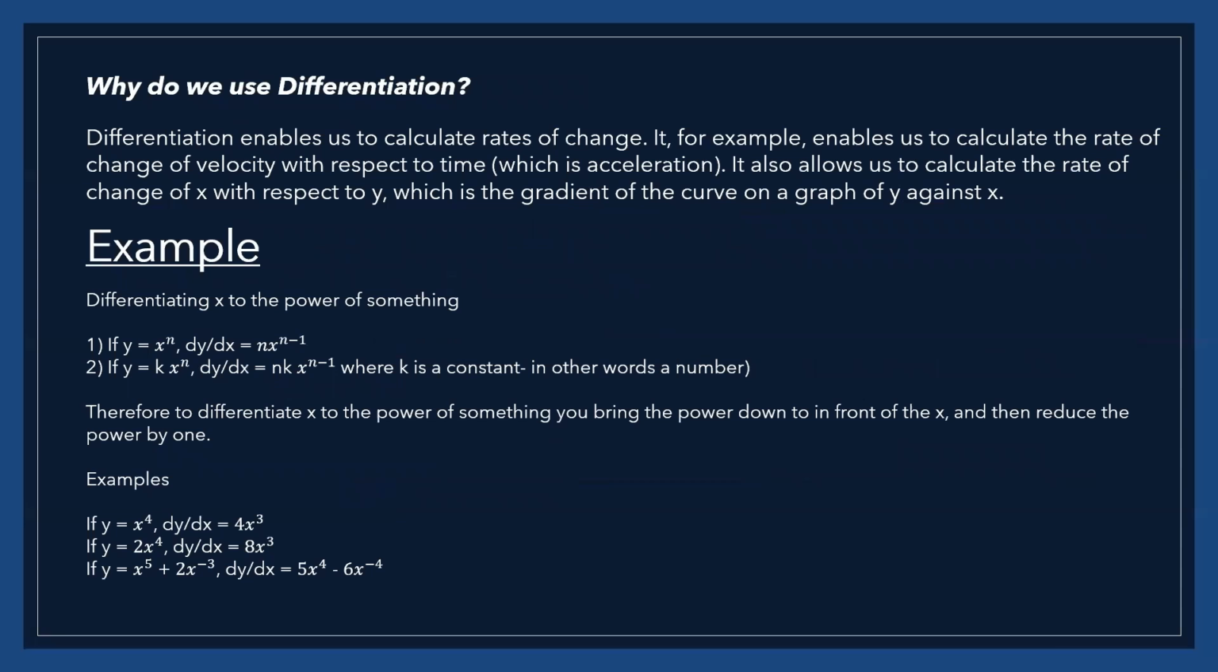Why do we use differentiation? Differentiation enables us to calculate rates of change. It, for example, enables us to calculate the rate of change of velocity with respect to time, which is acceleration. It also allows us to calculate the rate of change of y with respect to x, which is the gradient of the curve on a graph of y against x.